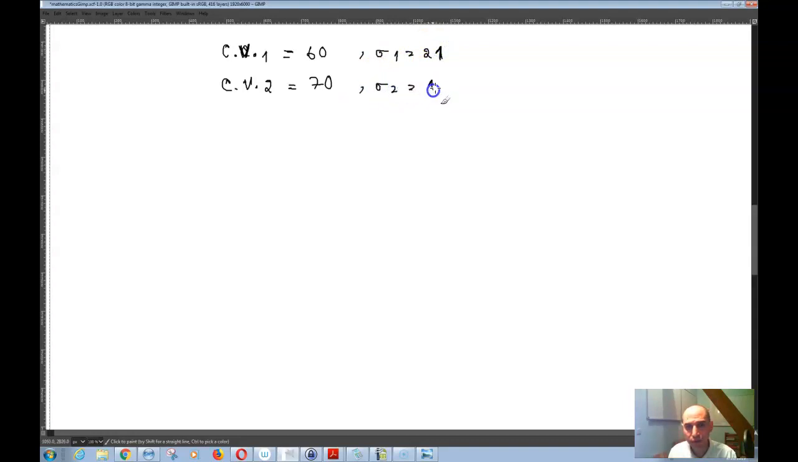Okay, so the next question that we have here is: the coefficient of variation, or CV, of two distributions are 60 and 70, meaning that CV1, I call it, for example, 60, and CV2, I call it, for example, 70, and their standard deviations are 21 and 16 respectively. So sigma 1 is equal to 21, and sigma 2 is equal to 16. You want to find their arithmetic mean. What is the x bar here?